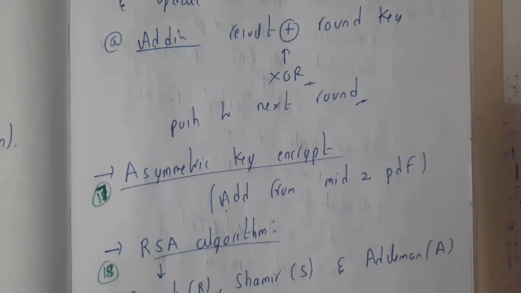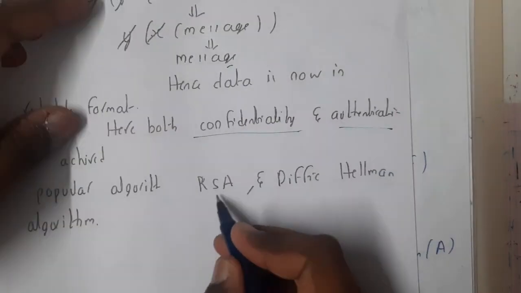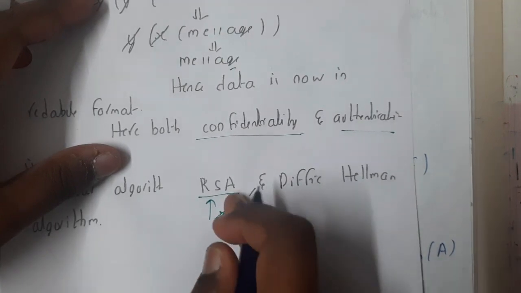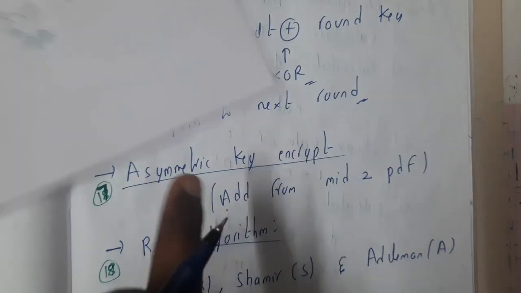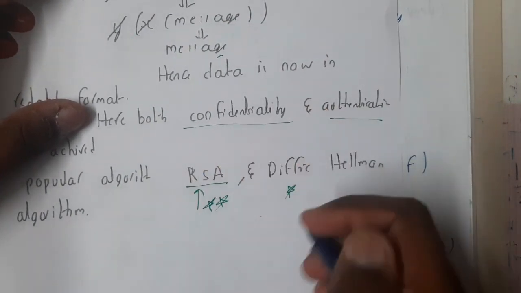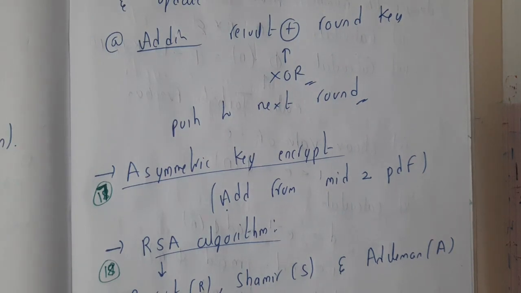In the next lecture we will be going through the RSA algorithm, guys. This is one of the most popular algorithms in asymmetric keys, and we also have the Diffie-Hellman algorithm for this. These two things we'll be discussing in our next lecture, guys. Let us meet in the next lecture and discuss the RSA algorithm.